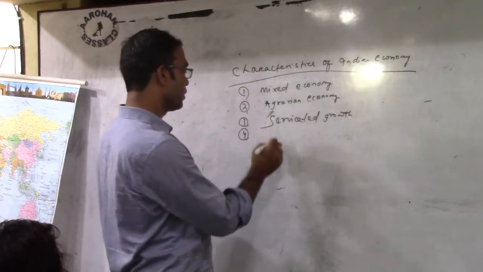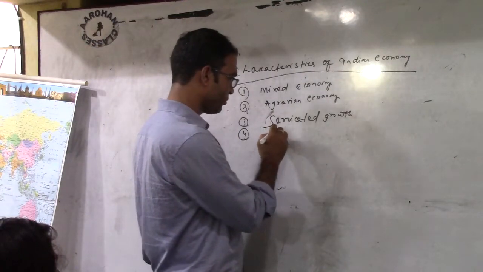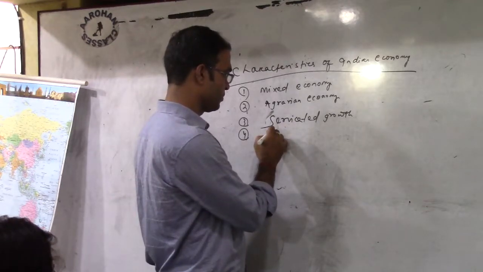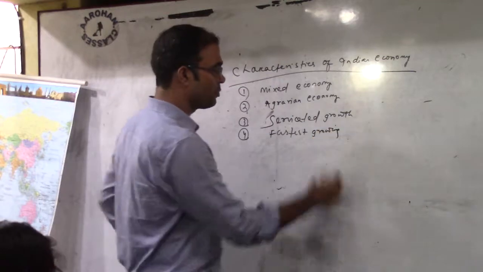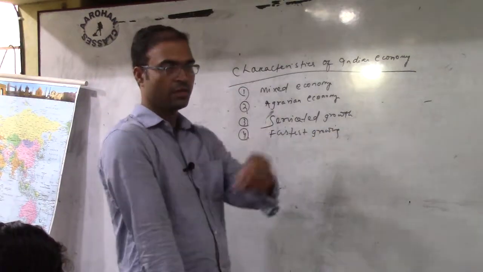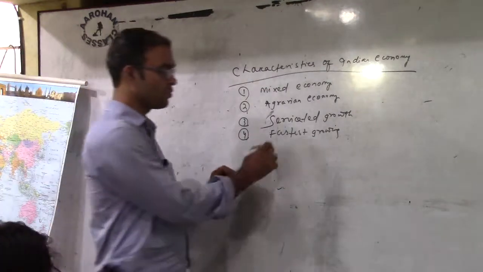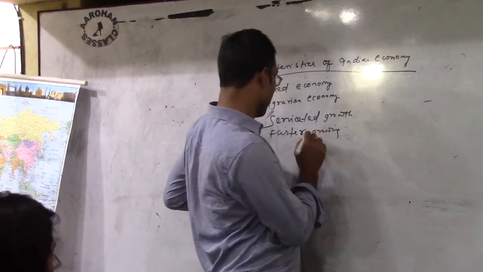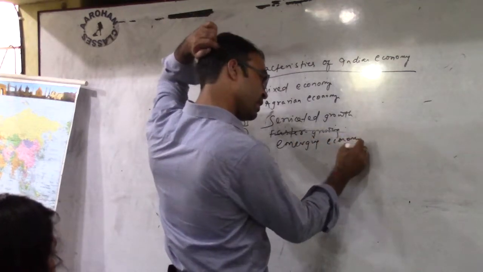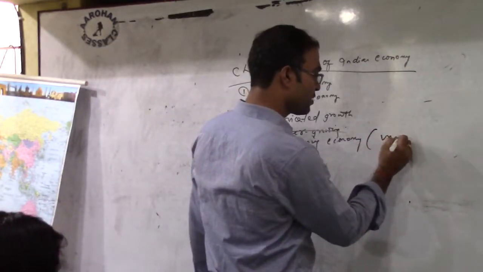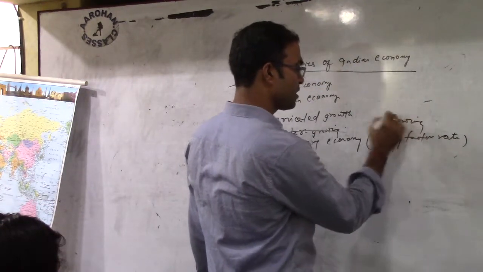Then we have a problem. It is the fastest growing nation, though our GDP has recently slowed down. Our GDP rate has come down over the last few years. But it is faster growing, so you can write emerging economy. Fast emerging economy. Indian economy is an emerging economy, which means growing at a very fast rate.